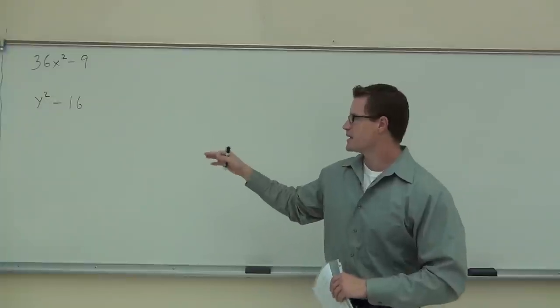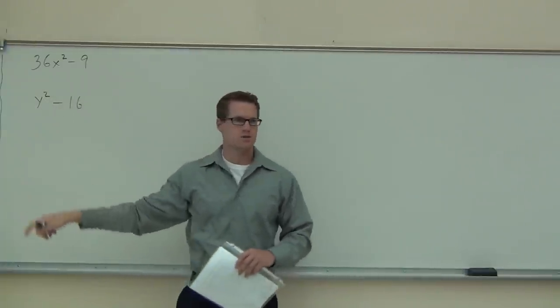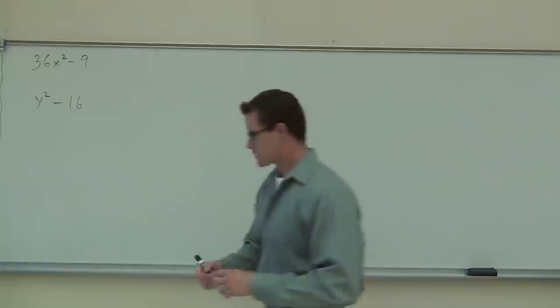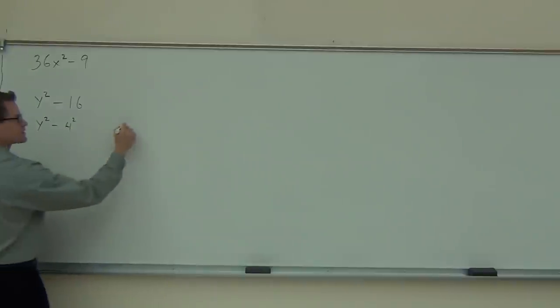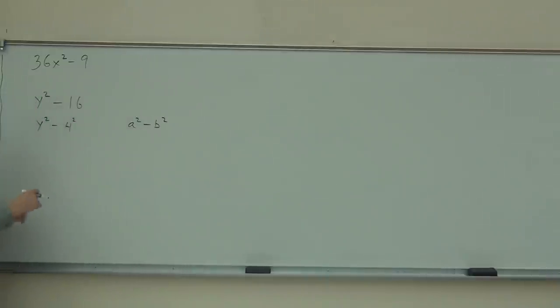Yes. Well, wait a second. I see this is squared, but this one's not squared. How do you know? How come that's still a difference of squares? It's 16 squared. Okay. So if we can write it as a difference of squares, then it is a difference of squares. So we can say this is y squared minus, maybe we write this as 4 squared. If we write that as 4 squared, then we see this fits this model that we have of a squared minus b squared, and we know that that's factorable.